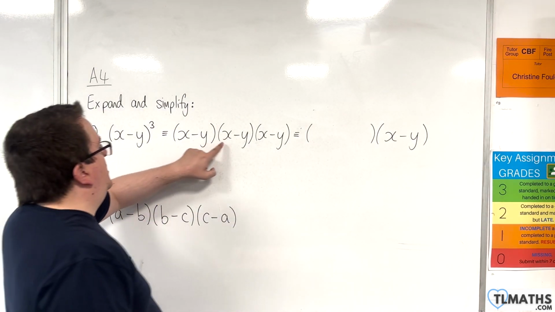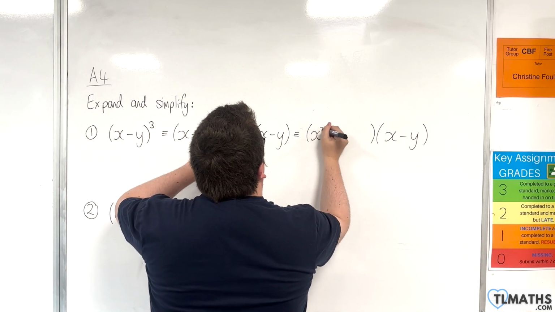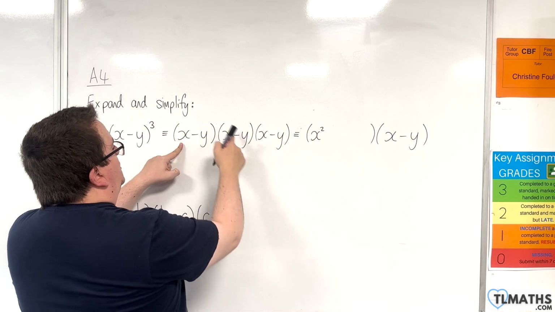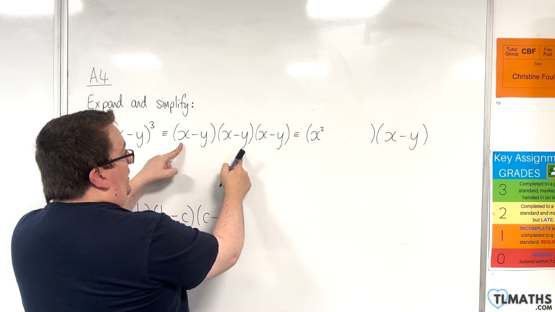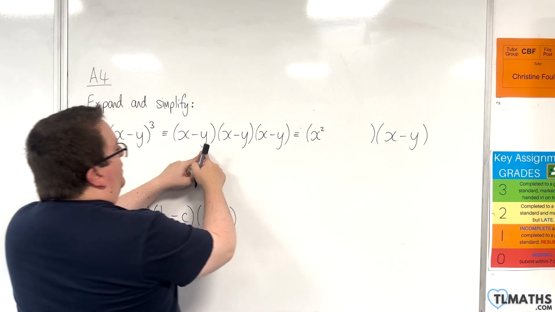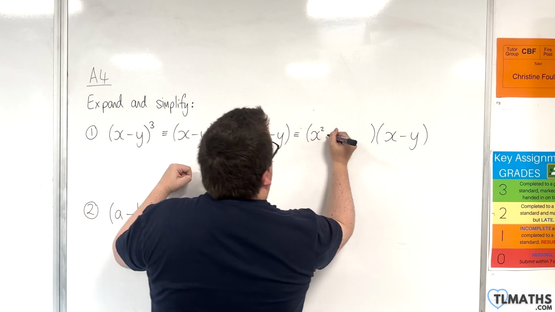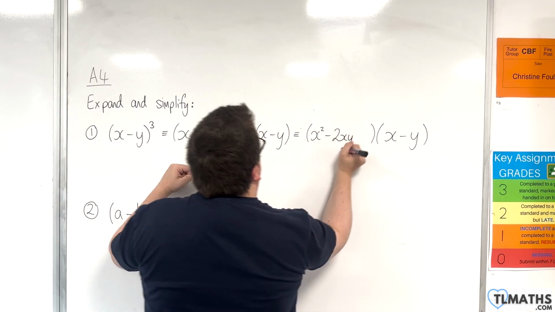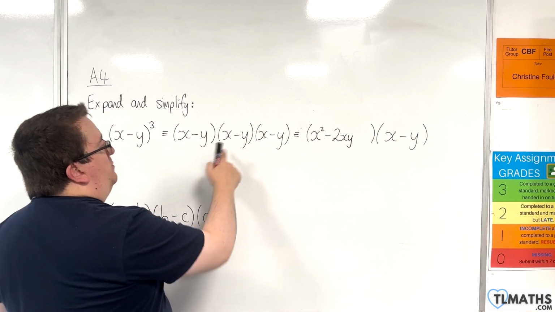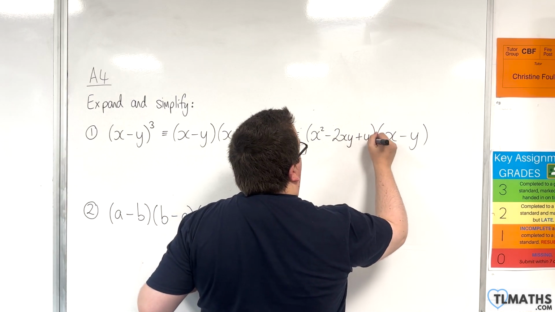So I'm going to have x times x, which is x squared. Then I'm going to have x times minus y, which is minus xy. And I'm also going to have minus y times x. So another minus xy, so minus 2xy. And then minus y times minus y is plus y squared.